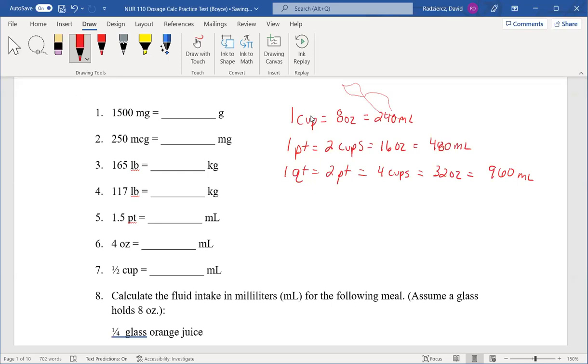Can you do number 7? Sure. Now 7 just kind of drives you nuts, right? Because you look at that and you're like, half cup. Okay. So before I do anything, we know that a cup is how many ounces? 8 ounces. So what would half of 8 be? 4. So 4 ounces times 30 milliliters is 120 milliliters. Okay, yeah, I think I was looking way too deep into that.